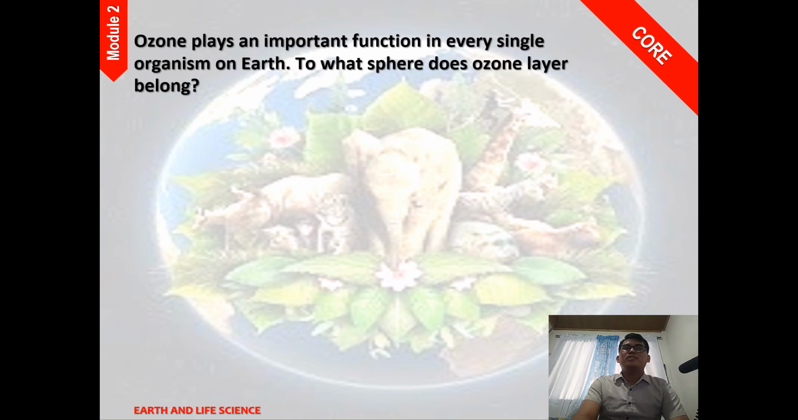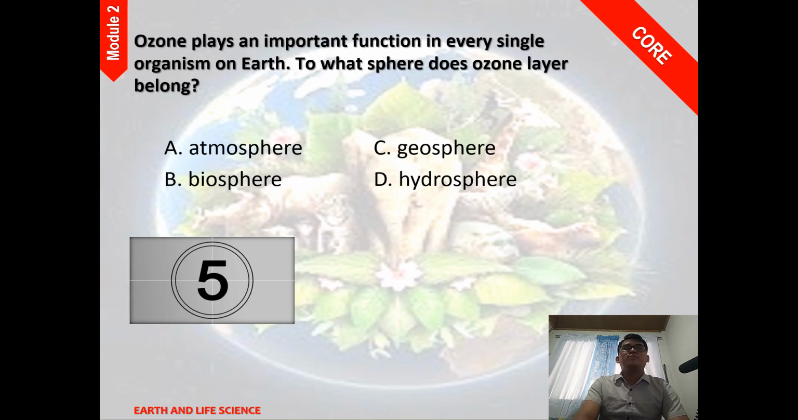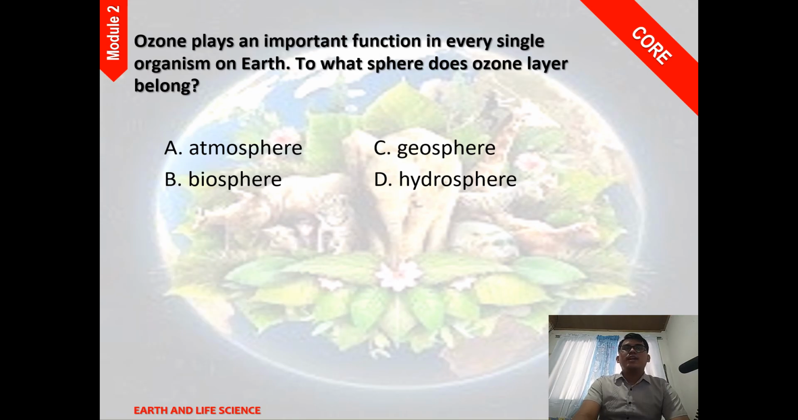Last question. Ozone plays an important function in every single organism on Earth. To what sphere does the ozone layer belong? A. Atmosphere. B. Biosphere. C. Geosphere. Or D. Hydrosphere. The correct answer is atmosphere.